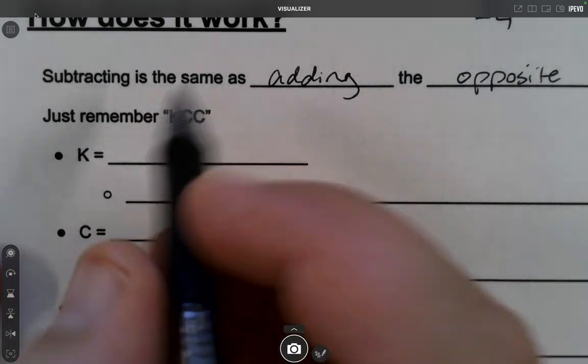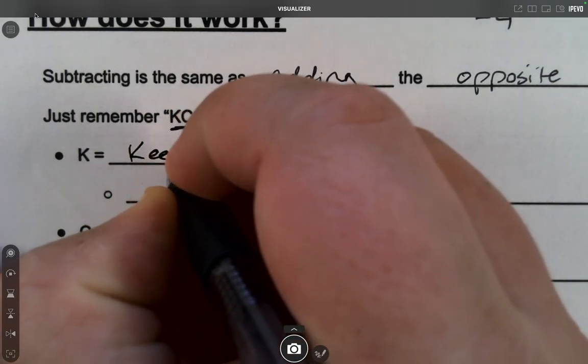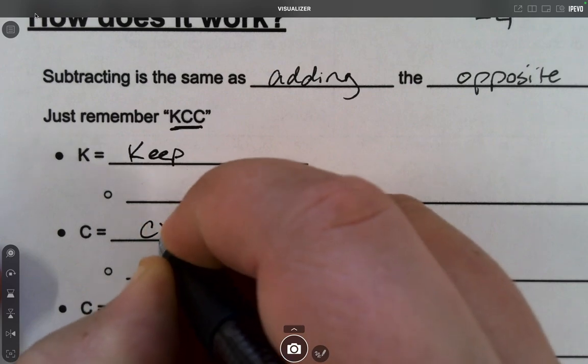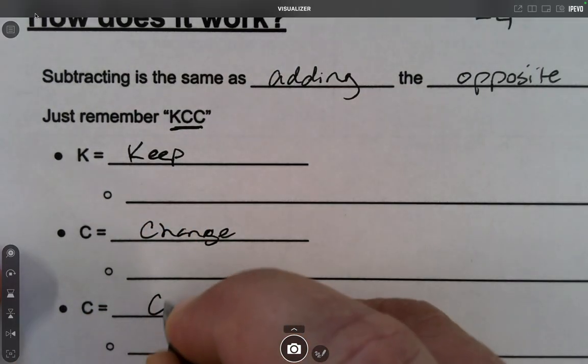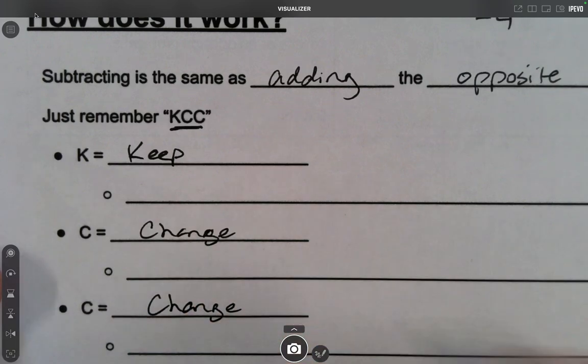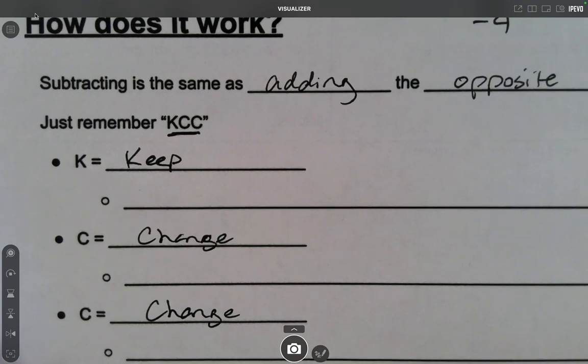So this method I'm about to show you, keep, change, change. Let's go ahead and write that part. I know some teachers use the word flip for one of the words change. That's fine. It doesn't matter. The meaning behind them is the same. So if you say keep, change, flip, that's no problem. Keep, change, change. This is always what you use for subtraction.